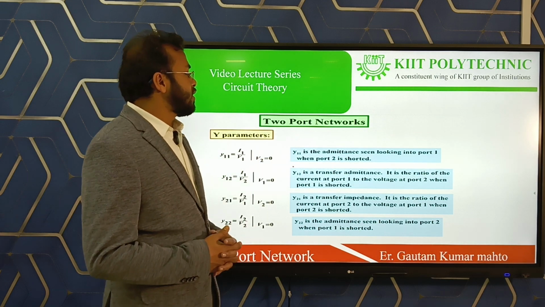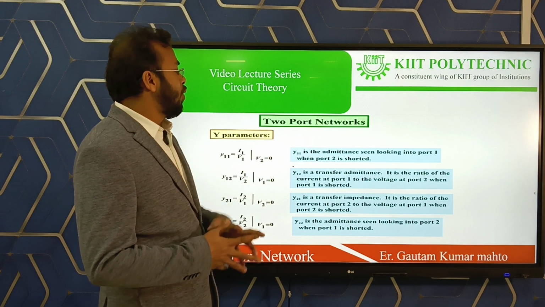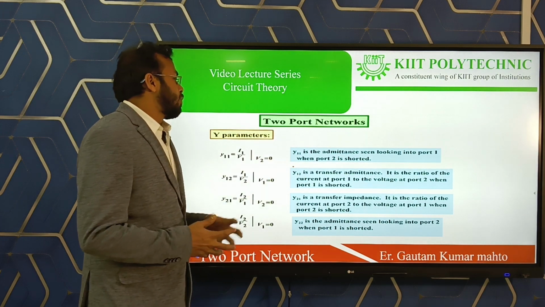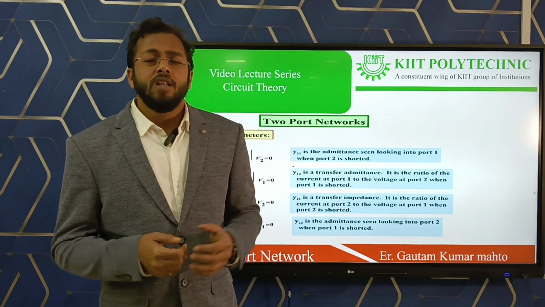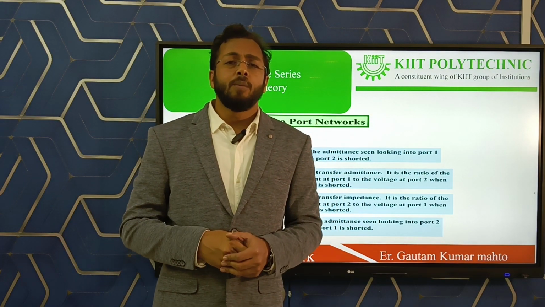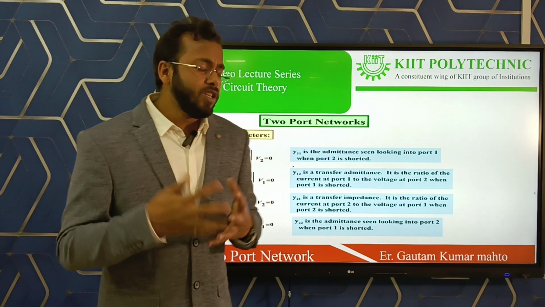Y12 is the transfer admittance. It is the ratio of the current in port 1 to the voltage at port 2 when port 1 is shorted. What do you mean by port 1 is shorted? That means the voltage is 0 in port 1. If it is shorted, there is no voltage drop and the voltage is 0.